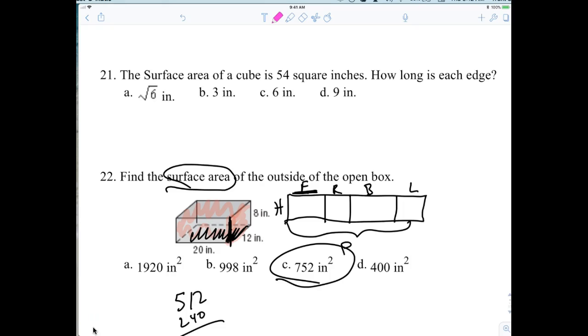Six. So that means that each side has an area of 9. Yes.